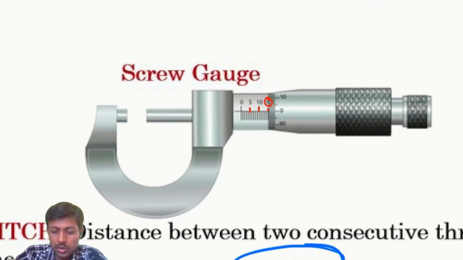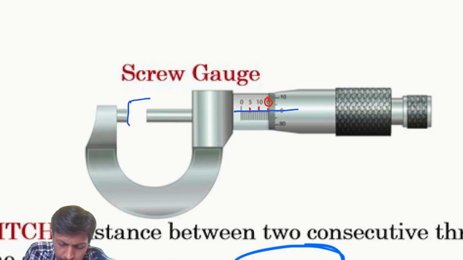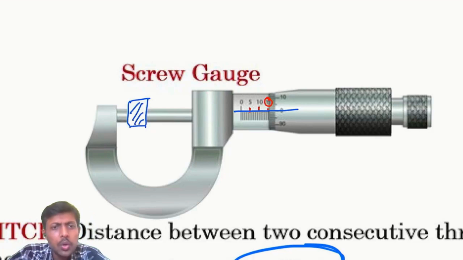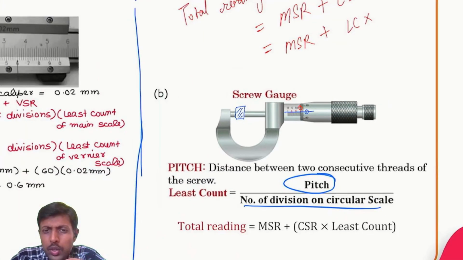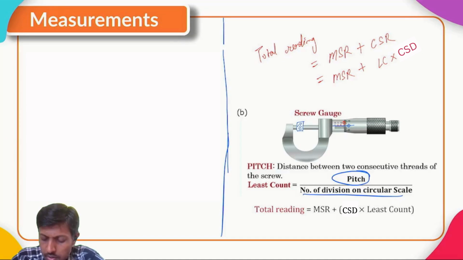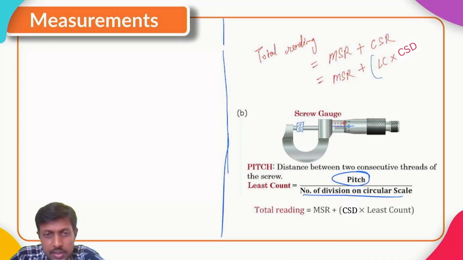So let's take a closer look now. This is the baseline of the main scale, and when the object is fixed here, in that position, we see which division on the circular scale is coinciding with the main scale. It won't always be 0. It can be any division. It can be the 10th division or the 50th division or 52nd division or 80th division and so on. So we find which division is coinciding with the main scale baseline.